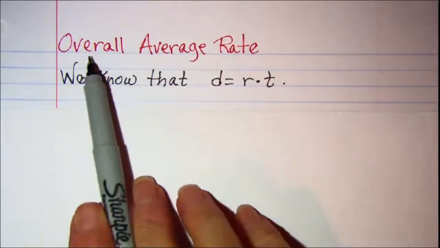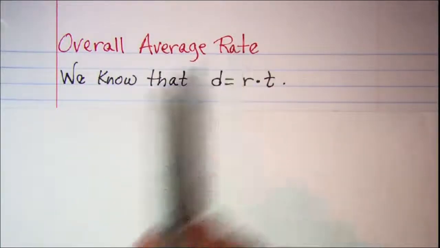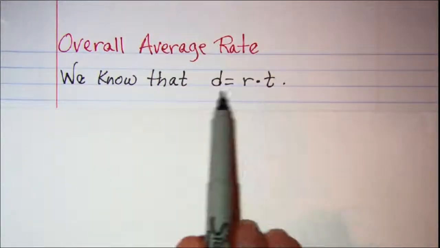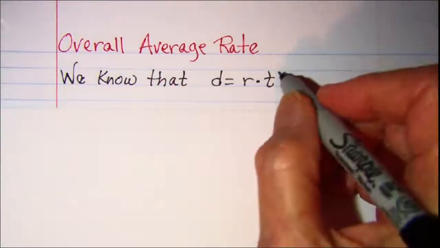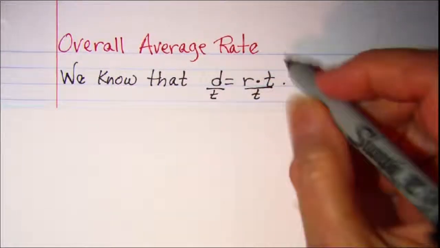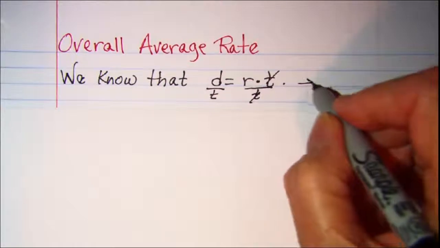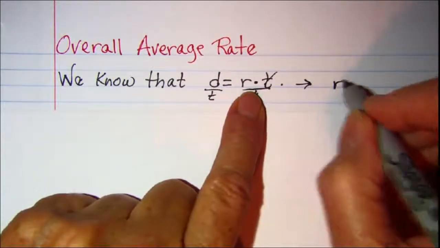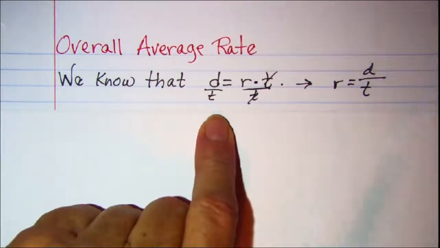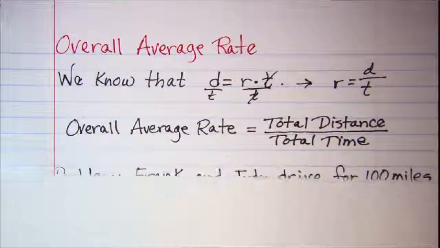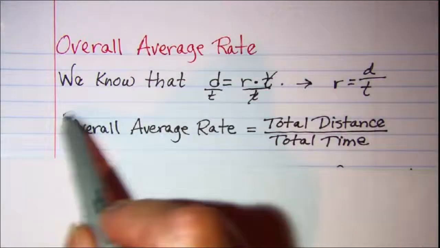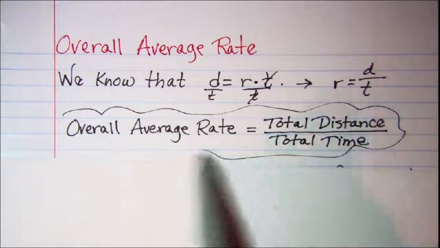In this video, we'll be looking at overall average rate. Now we know that distance is equal to rate times time. So if we want to take this equation and look at just the rate, I would divide both sides by time, t. These would cancel, and I can see that my rate is equal to distance divided by time. So the overall average rate is total distance divided by total time. This is the formula that we'll be using.